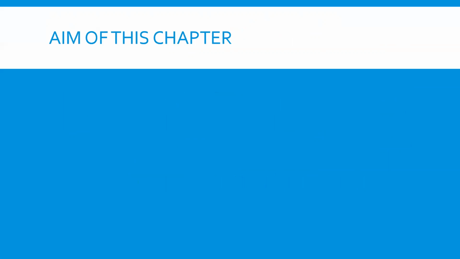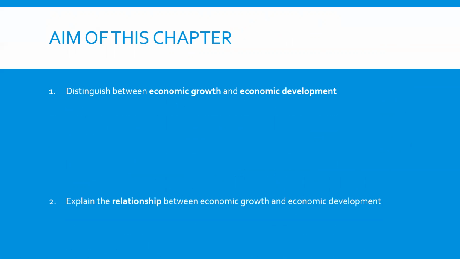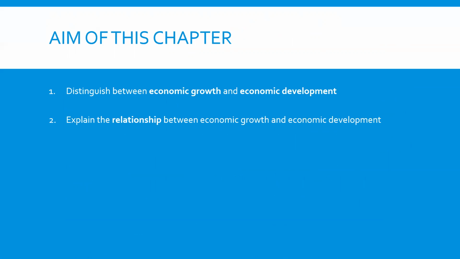The aim of this chapter in the textbook, chapter 27, so this is your checklist. This is what you need to understand by the time you finish. Distinguish between economic growth and economic development. Know the difference between those two. Explain the relationship between them. So there is a strong positive correlation. Countries that have higher economic growth tend to have higher economic development.